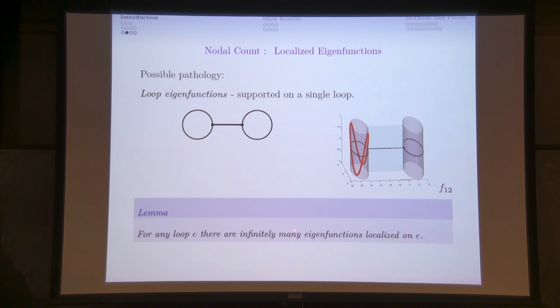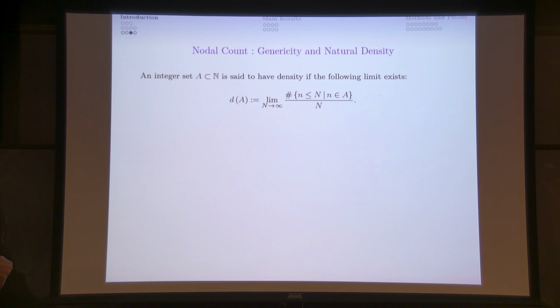And using some Weyl law asymptotics, I can actually tell you what is their density among the spectrum, which is what I'm going to do now. So first, in order to actually talk about quantitative estimates, I want to talk about the following tool, which is the natural density. This is our way, in order to say statements like half of the integers are odd, you need some kind of way to measure that. So this is our way of measuring that.